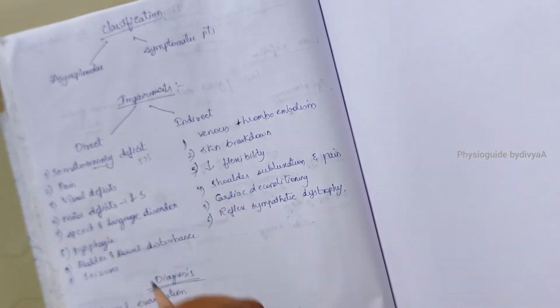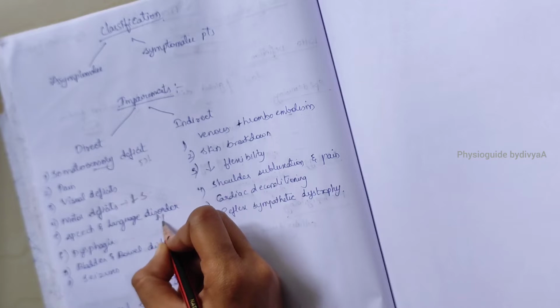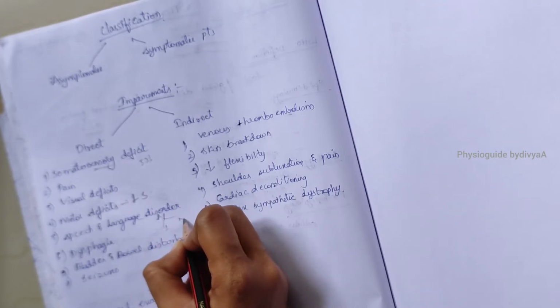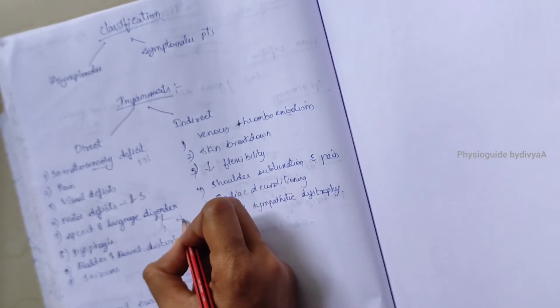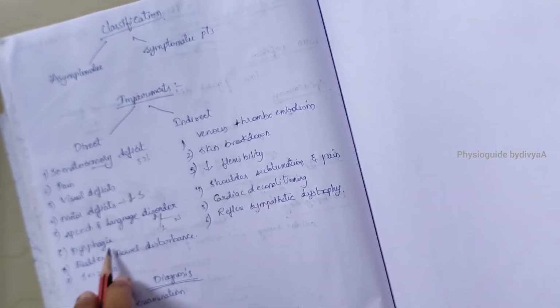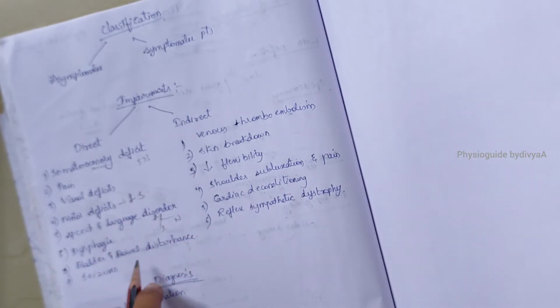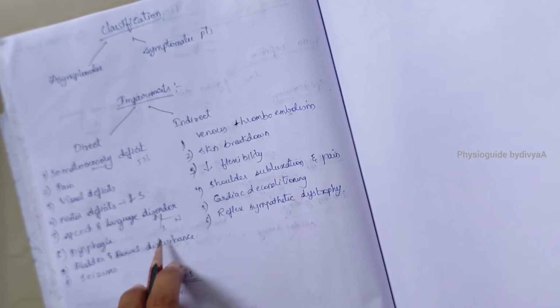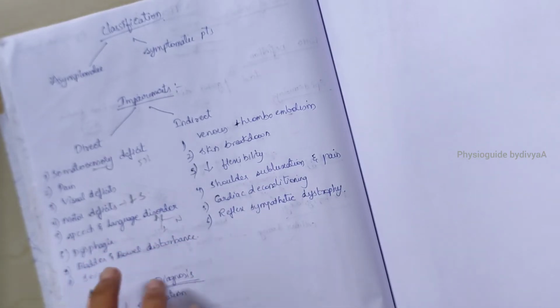These are the defects. Speech and language disorders: it is aphasia, divided into 2 types, fluent and non-fluent. Fluent is Wernicke's, and non-fluent is Broca's. Next, dysphagia, which may sometimes lead to aspiration, and bladder and bowel disturbance are also common. Next, seizures occur in a small percentage of patients with stroke.